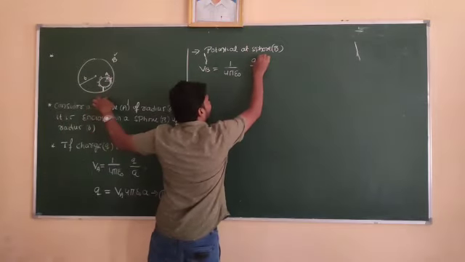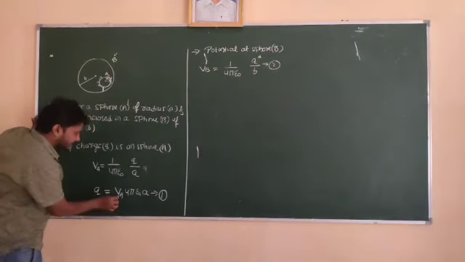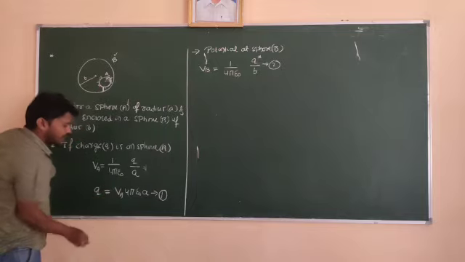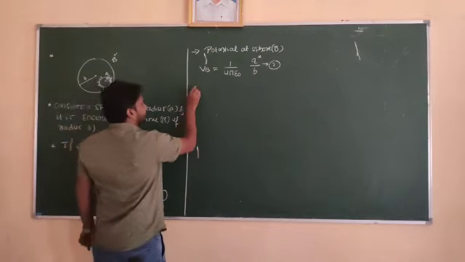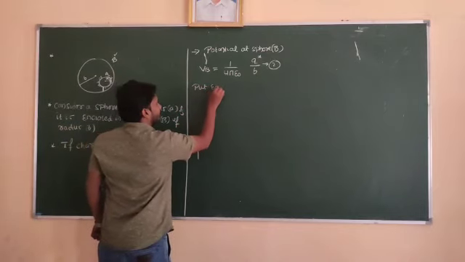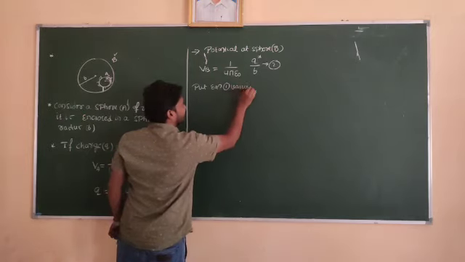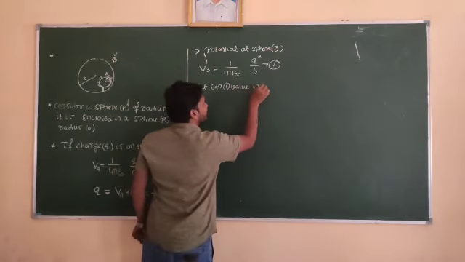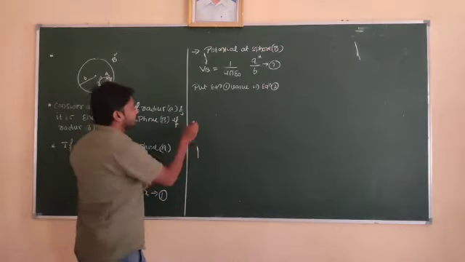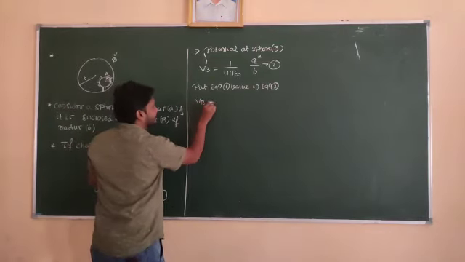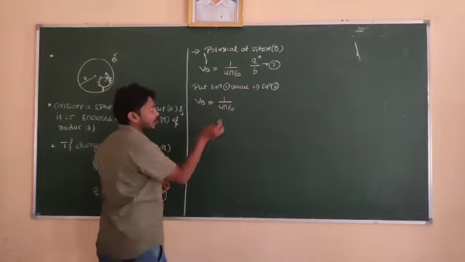Wherever Q is there, shall I fill that Q value as V of A into 4 pi epsilon naught into a? So I will substitute equation 1 value in equation 2. If I do so, I will get that V of B is equal to what? 1 by 4 pi epsilon naught.